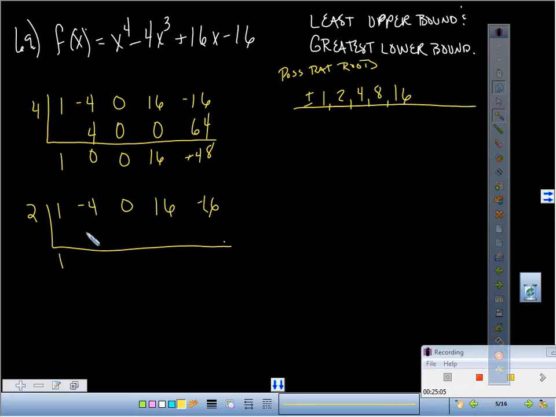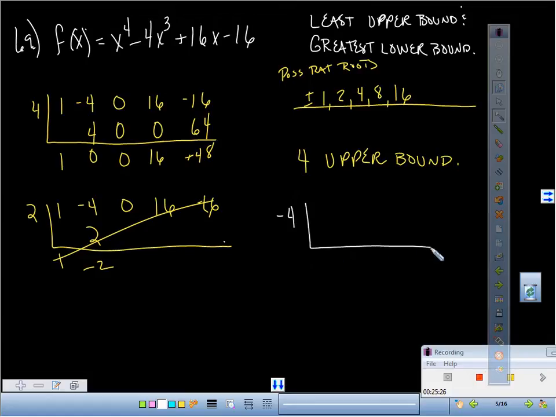So 2 doesn't work. So 4 is my upper bound. 2's got a negative right there, which is what I want on the next one. Okay, so you have to be careful. I'll try negative 4. 1, negative 4, negative 8, 32, 32.